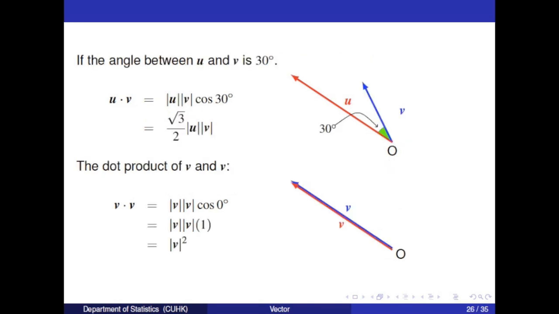Here is an example if the angle between U and V is 30 degree. Note that the angle between V and V is 0 degree. Therefore, V dot V is equal to the square of the length of V.